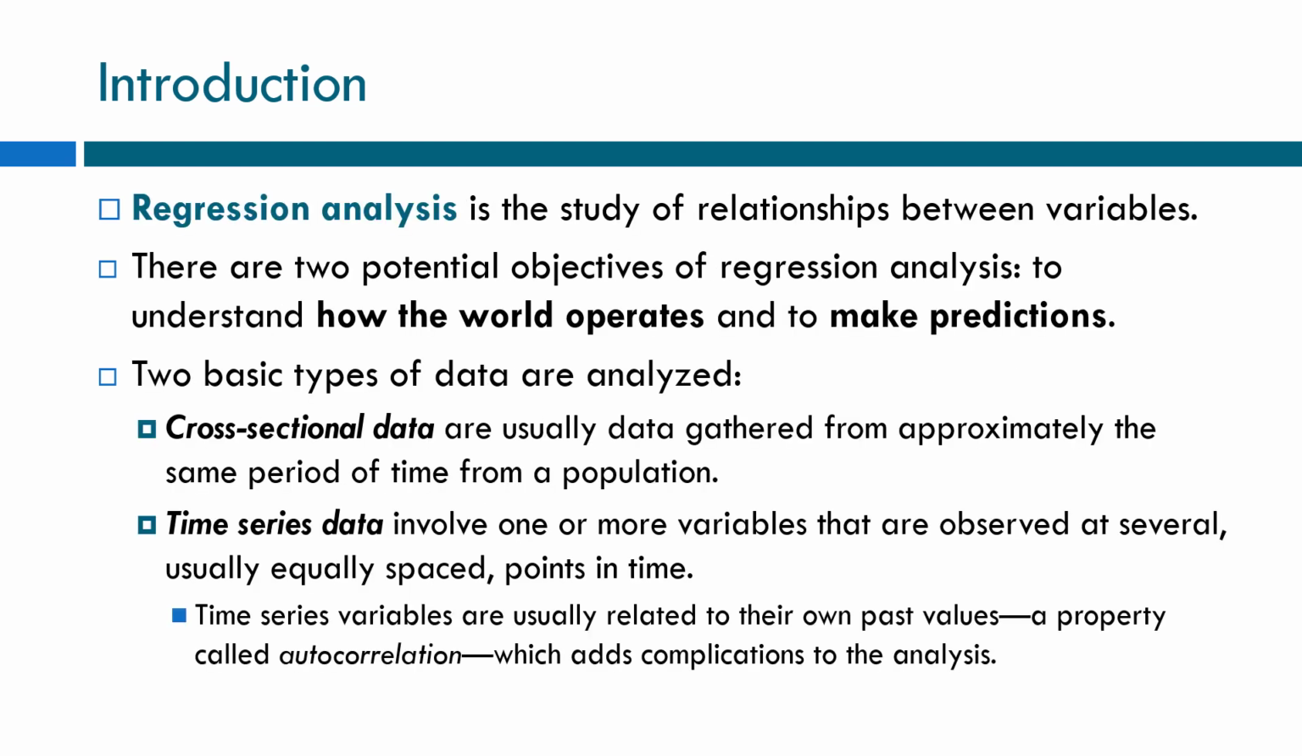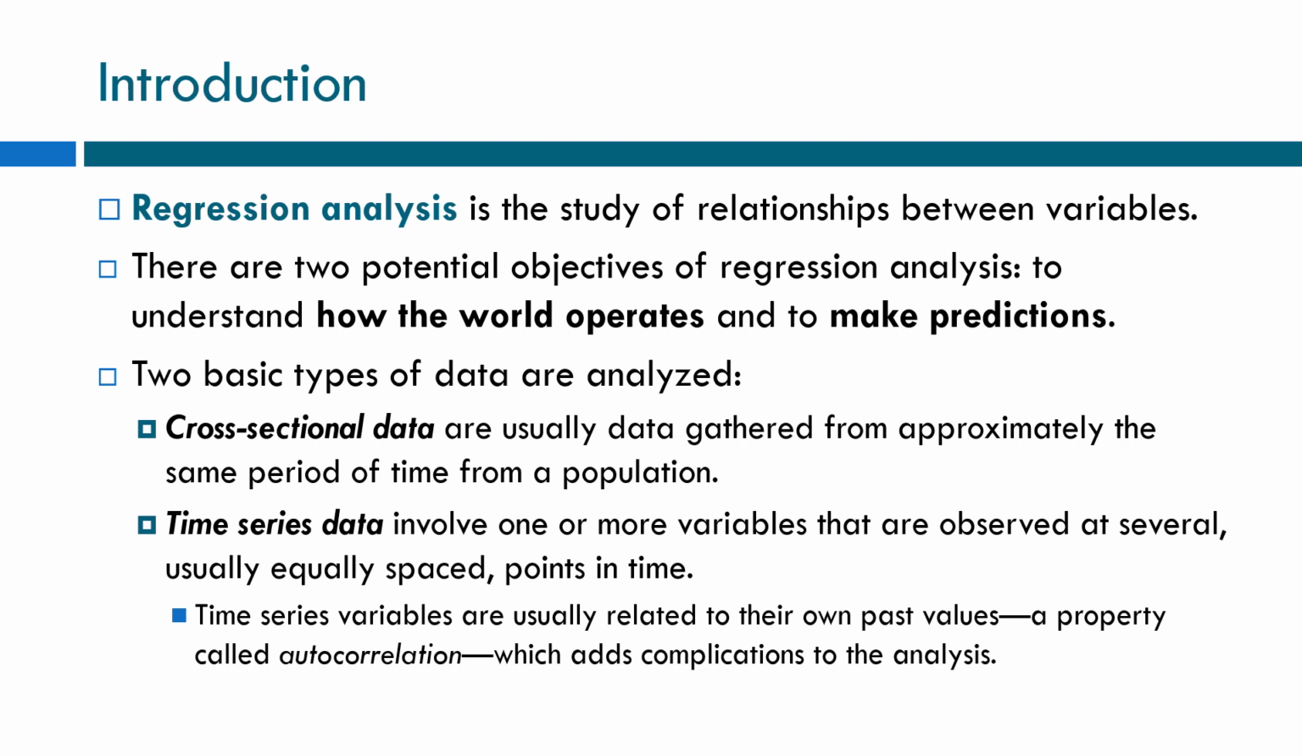Regression analysis is the study of the relationship between variables. There are two potential objectives to regression analysis. One is to better understand how the world operates, and two is to make predictions about the future. And there are different types of analyses that we can do and different types of data we can collect. One type of data we can collect is called cross-sectional data. These are data gathered from approximately the same period of time from a population. So for example, in class I could ask people, how many of you ate breakfast today? And that would give me an example of cross-sectional data.